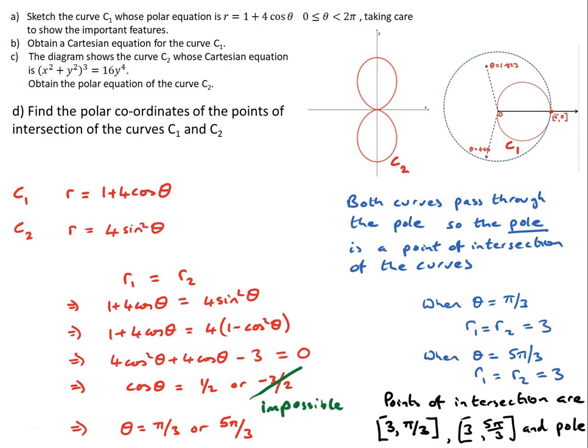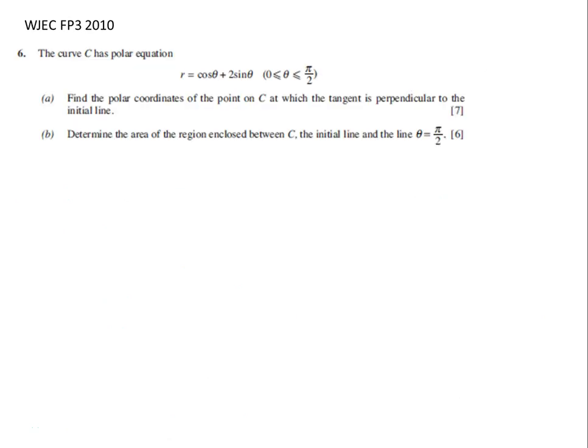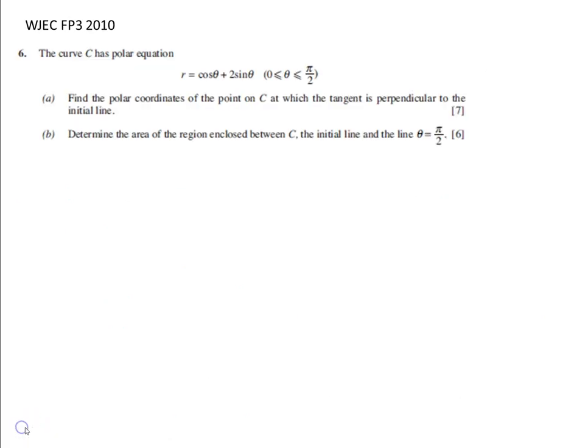Moving on to a second example, we have the curve C with polar equation r equals cos theta plus 2 sine theta for values of theta between 0 and pi by 2. We've got to find the polar coordinates of the point on C at which the tangent is perpendicular to the initial line.